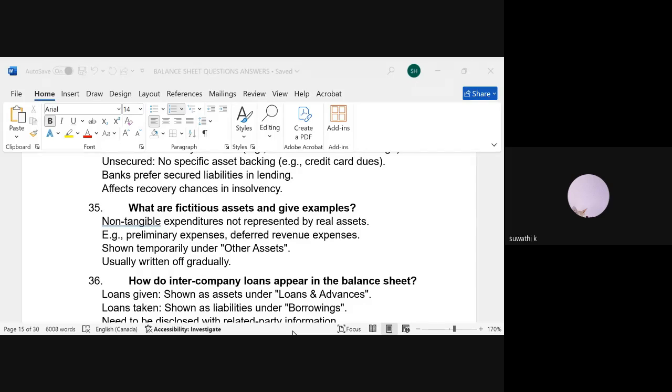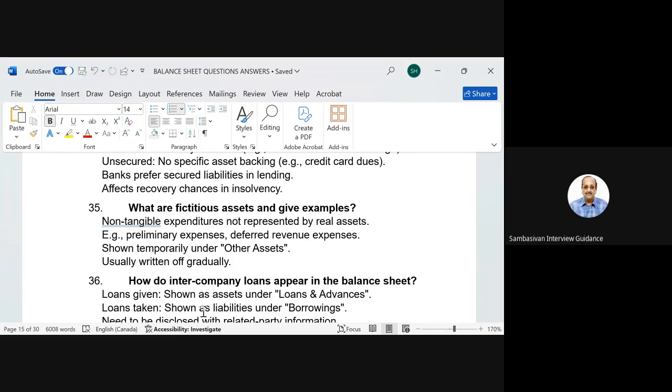So one doubt, sir. What is the difference between intangible and fictitious assets? They asked in PNB, sir. I didn't know about fictitious assets, sir. Can you explain, sir?